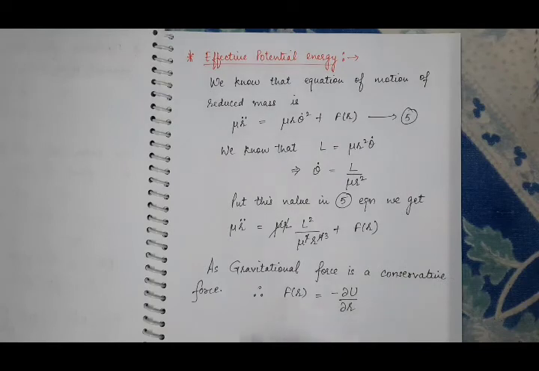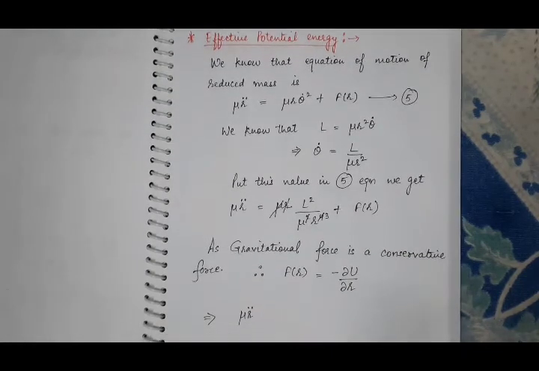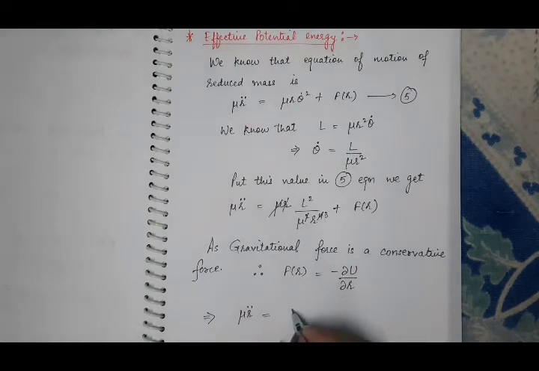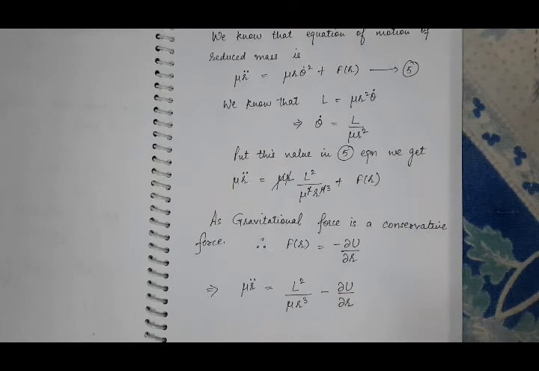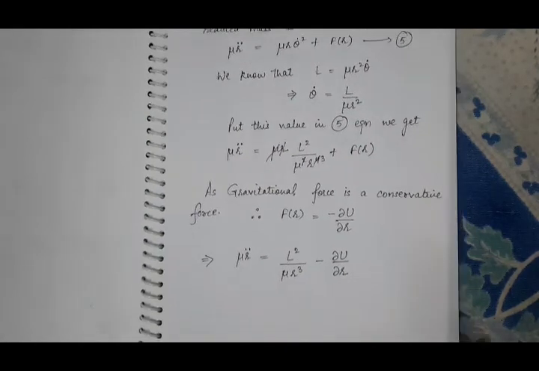So put this value in this equation and we get mu r double dot equal to L square by mu r cube minus curly U by curly r. Now the next thing is, in this term we have curly by curly r. And now we have to change the first term, L square by mu r cube, in such a way that it is also in terms of curly by curly r. For this, do some rough work.